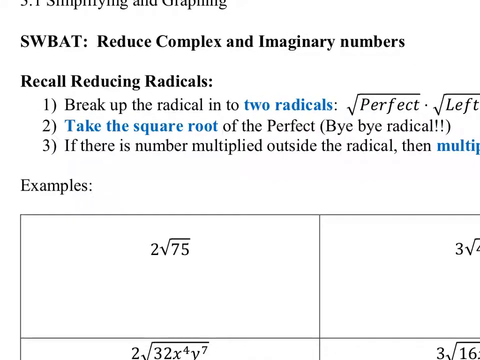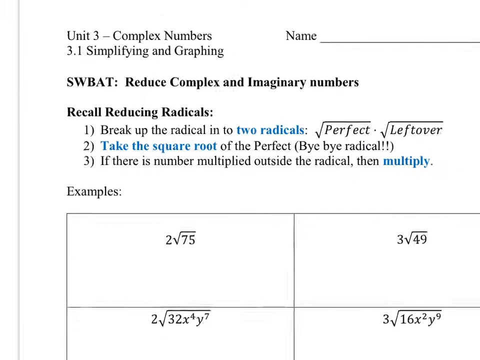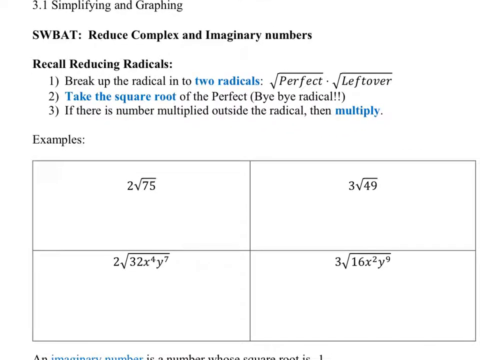So, to reduce complex and imaginary numbers, first you have to recall how to reduce regular radicals, because complex numbers are radicals. So remember, when you do that, you generally break it up into two radicals, the perfect squares and the leftovers. Some people like to say good house, bad house. I don't really care how you talk about it, but the first one is your perfect squares. So let's just recall quickly perfect squares.